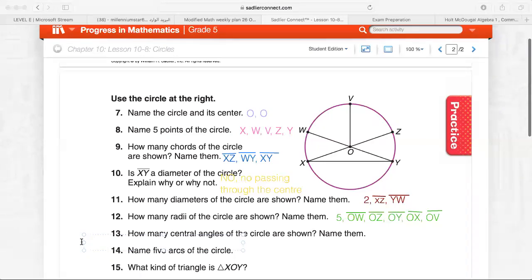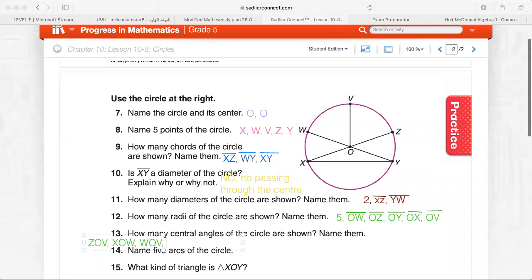Okay, let's start with Farah first. ZOV, yes, excellent. And XOW. XO, excellent. WOV. Right? WOV, yes, excellent. What else?